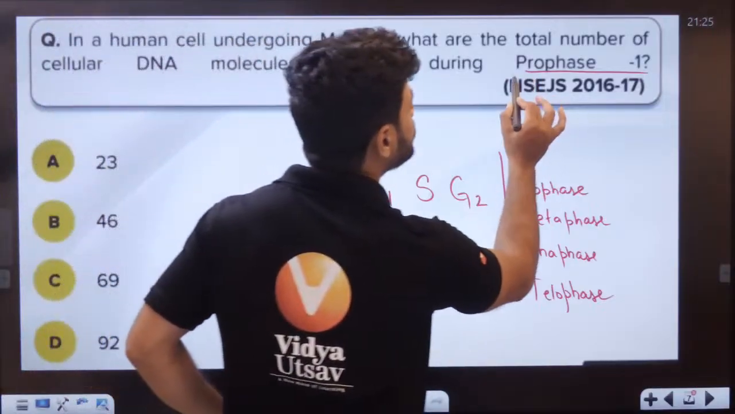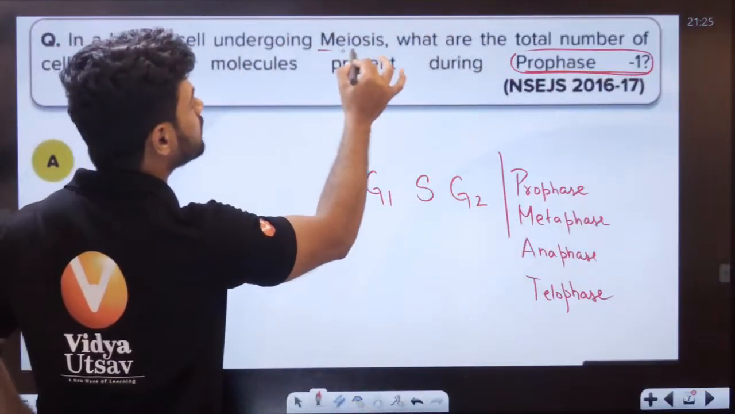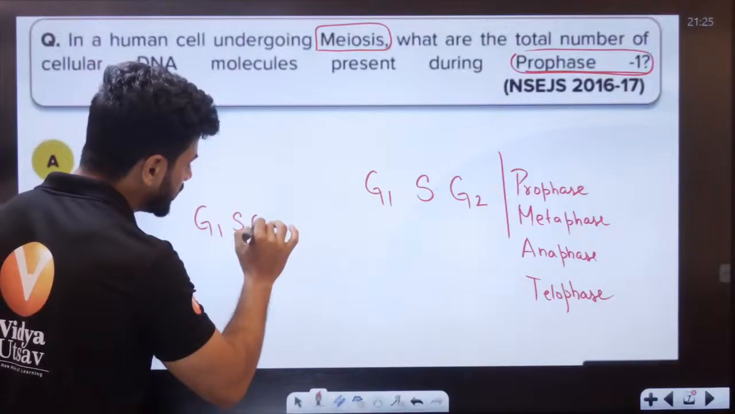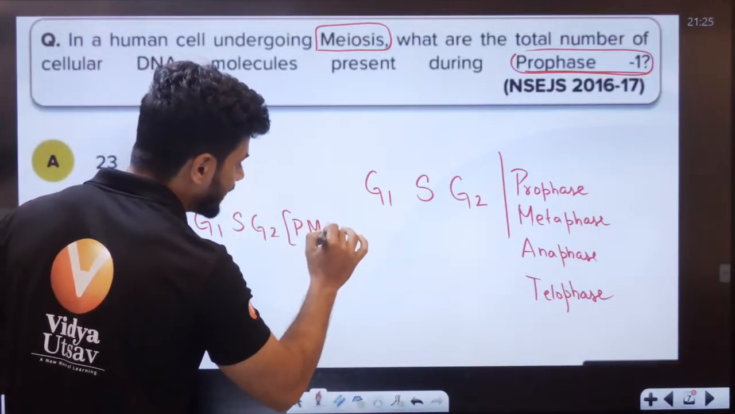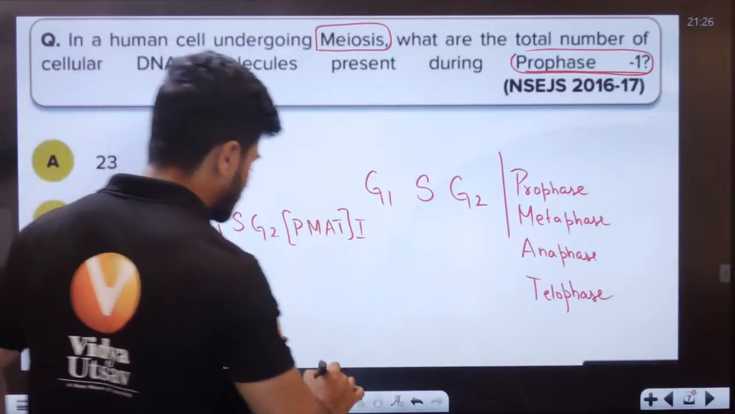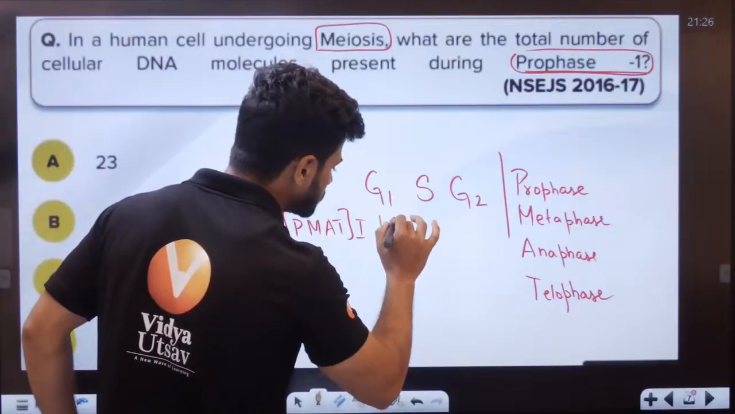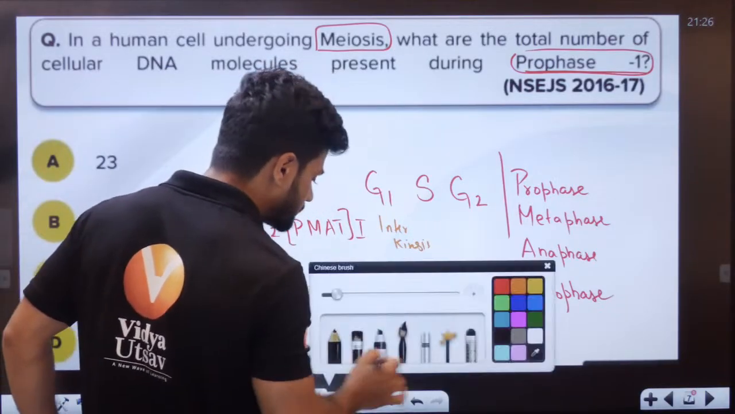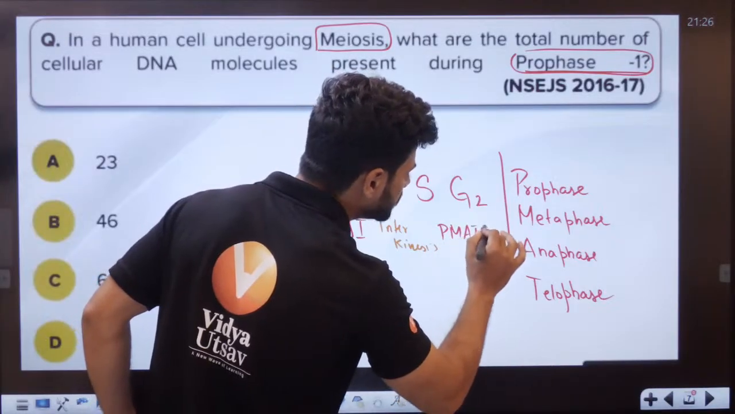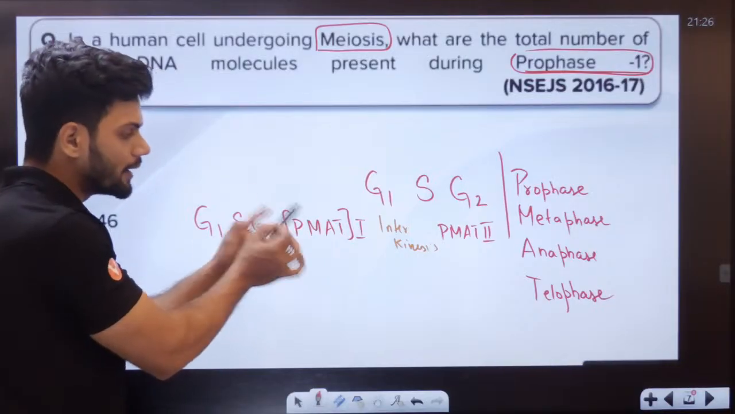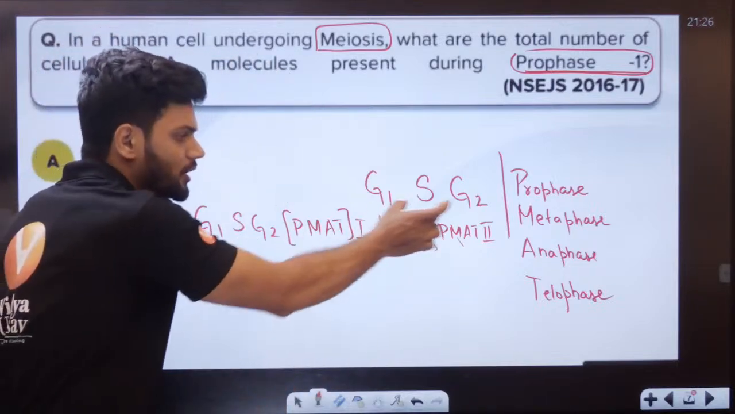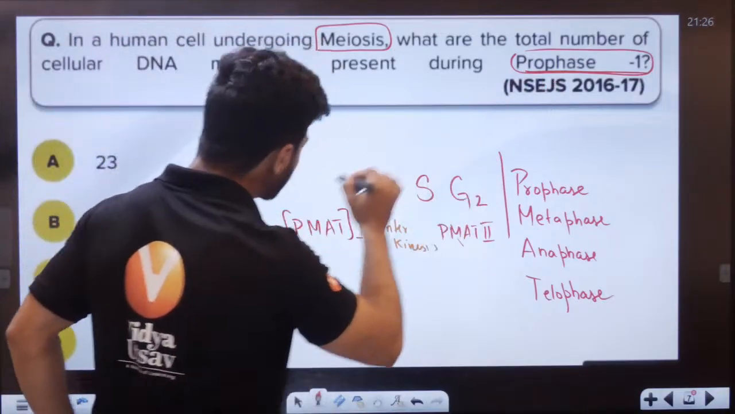Now I am talking about prophase 1, which is part of meiosis. In meiosis we have G1, S, G2, and after that PMAT 1: prophase 1, metaphase 1, anaphase 1, telophase 1. After that we have interkinesis, and then PMAT 2: prophase 2, metaphase 2, anaphase 2, telophase 2. This much all of you need to know.